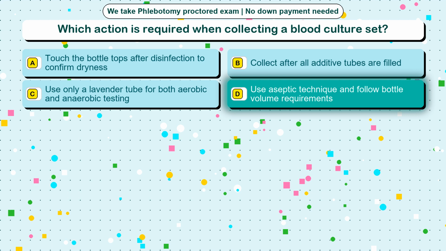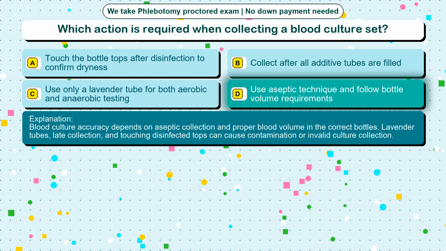The correct answer is option D. Use aseptic technique and follow bottle volume requirements. Blood culture accuracy depends on aseptic collection and proper blood volume in the correct bottles. Lavender tubes, late collection, and touching disinfected tops can cause contamination or invalid culture collection.